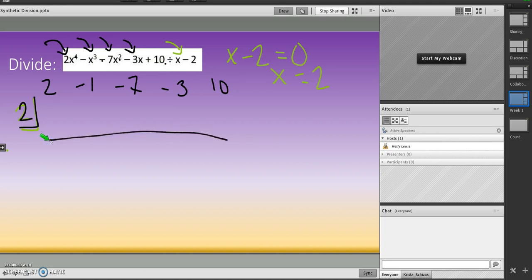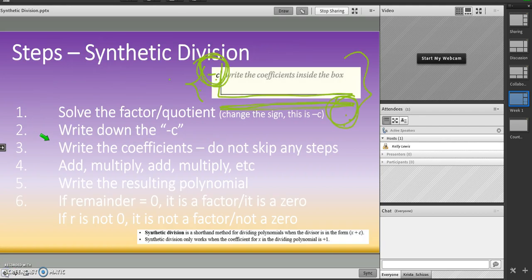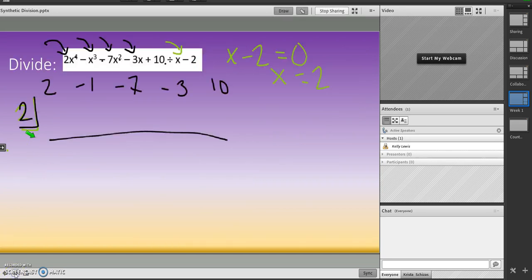All right, then our next step, so let's put our steps real quick. Solve it, got it. Wrote it down, got it. Write the coefficients, got it. And so now we're going to add and multiply. So there's a 0 right here, an invisible 0.